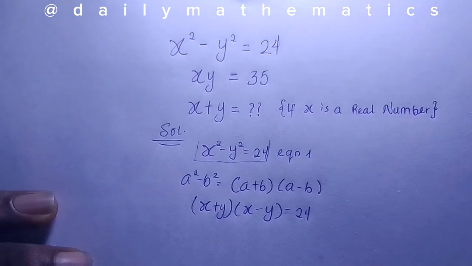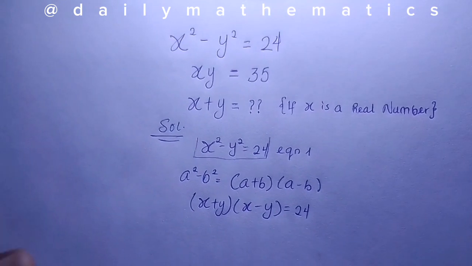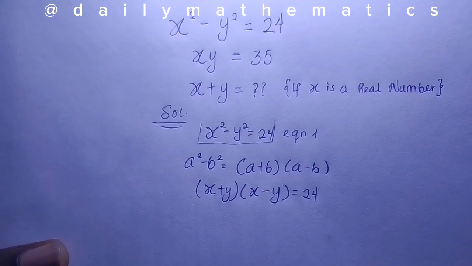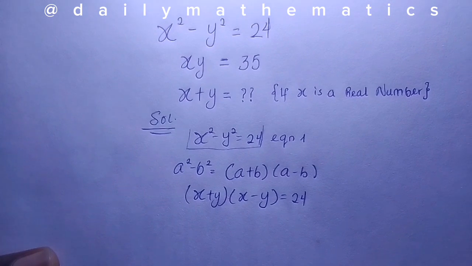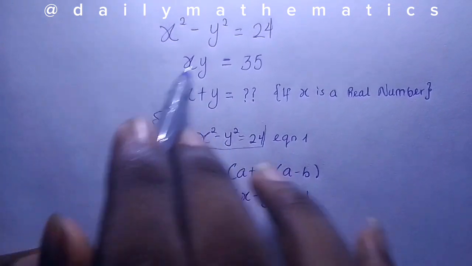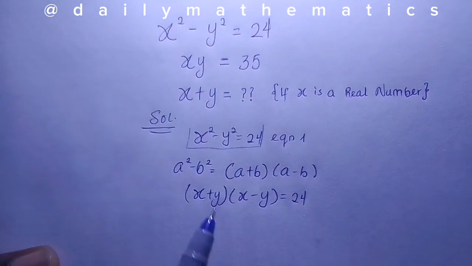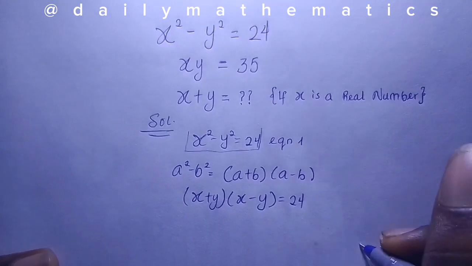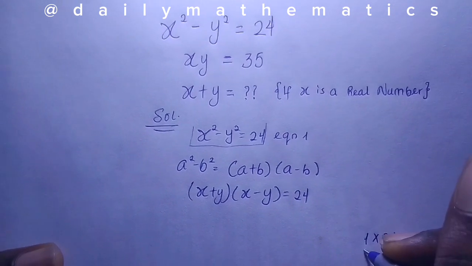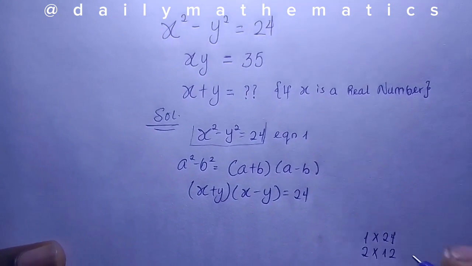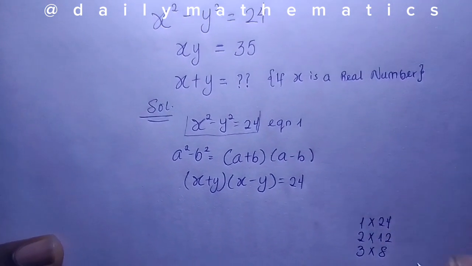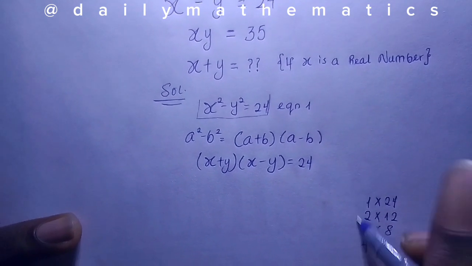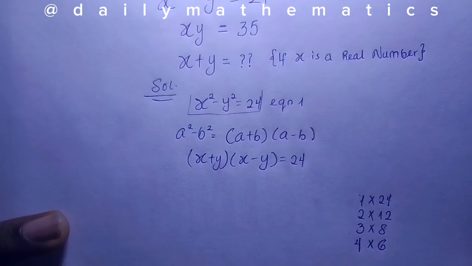Now, what way was I talking about? The way I was talking about is finding all factors of 24 and working each one out until we locate the one that satisfies both equations. So what are all the factors of 24? Like real numbers, remember? We have 1 times 24, 2 times 12, 3 times 8, 4 times 6. I think these are all of them: 1, 2, 3, 4, 6, 8, 12, 24.